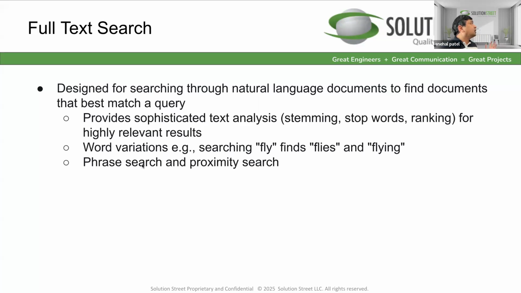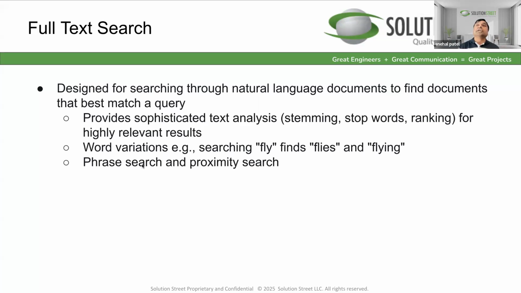It allows matching different variations of a word. For example, fly, flies, flying all get matched while searching for the word fly. It also makes it possible to do phrase search and proximity search. So what is phrase search? Phrase search is when multiple words are next to one another.